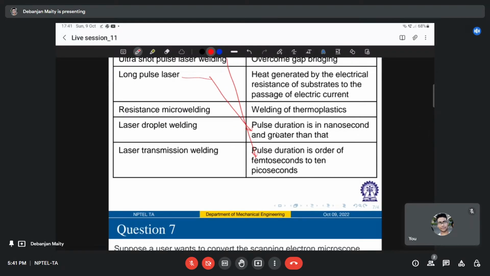Then comes resistance micro welding. In resistance micro welding, it is different from large scale resistance welding. In micro welding technique, the electrode pressure is much lower, and this lower electrode pressure results in higher contact resistance.